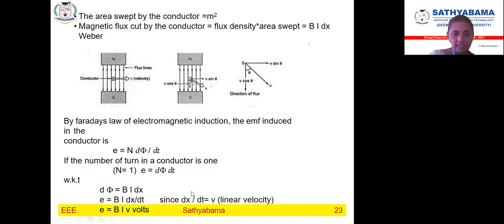This is the linear velocity if it is going to move in a linear manner, or if it is going to have the movement in an inclined way, then we will be measuring the angle theta. The theta is the angle made by the conductor with the uniform magnetic field. And we will have it as E is equal to BLV sine theta. Clear?